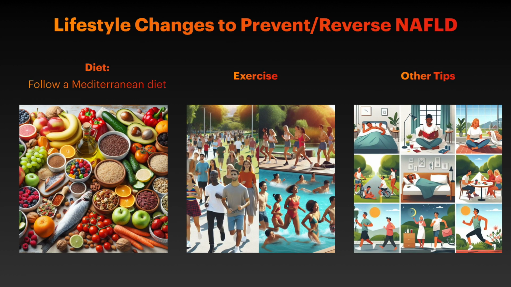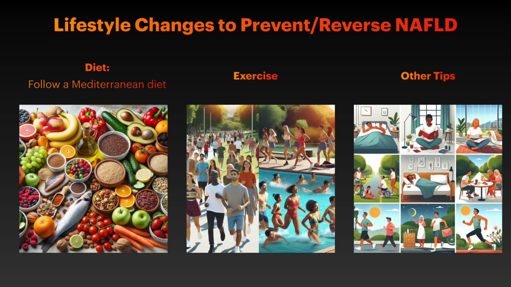The good news is that fatty liver disease is largely preventable and even reversible in its early stages with lifestyle changes. A Mediterranean diet has been shown in a study published in Nature to reduce fatty liver disease and inflammation significantly. This diet emphasizes fruits, vegetables, whole grains, nuts, legumes, olive oil, and lean protein sources like fish, while limiting processed foods such as sugar and saturated fats.